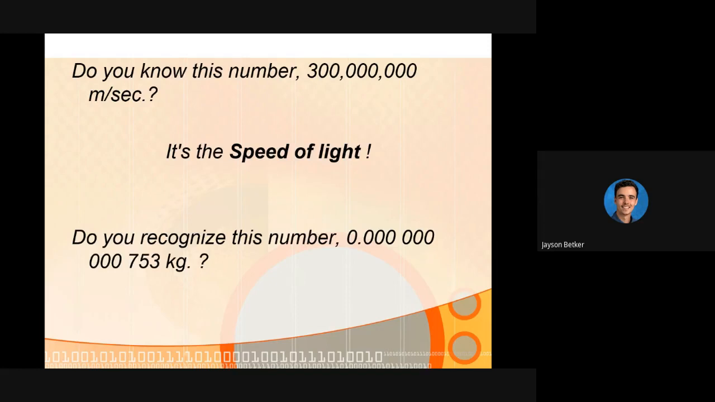Now, how about this number? This is a really small one, 0.0000000000753 kilograms. A little bit less significant. This one is the mass of a dust particle. What I want you to notice here, though, is that one of these numbers is completely huge and the other number is really, really, really small.